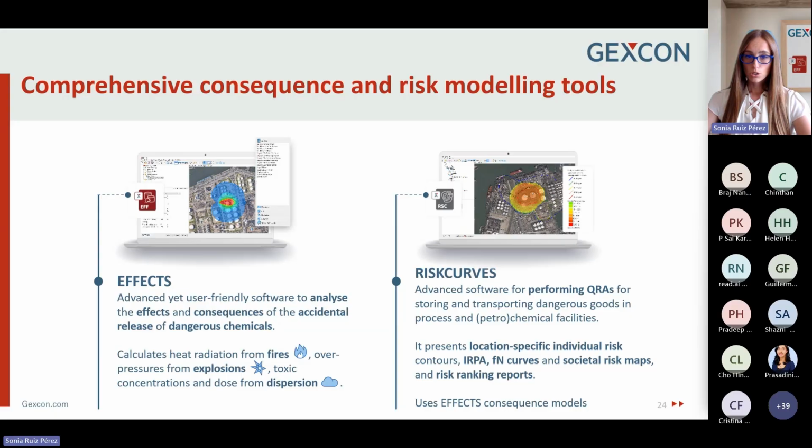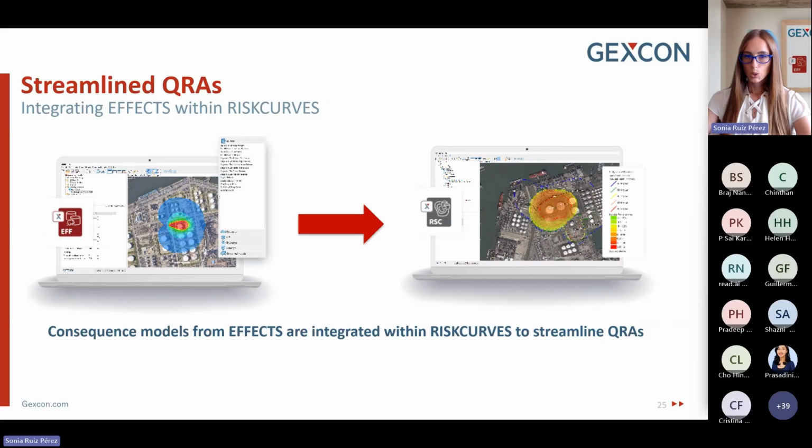So RISKCURVES would typically be used to support decisions on urban development, like can I build a certain population in a certain area nearby an industrial facility, or also risk reduction. What are the measures that I can implement to reduce risk, and where is the most effective location for those risk reduction measures? One key advantage is that consequence models in EFFECTS are integrated within RISKCURVES, and this allows for seamless quantitative risk assessments by streamlining consequence and risk modeling into one efficient workflow.